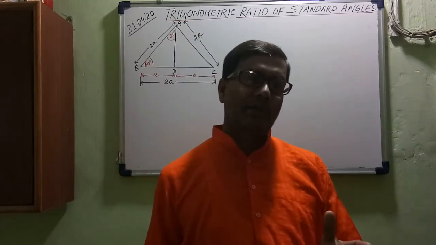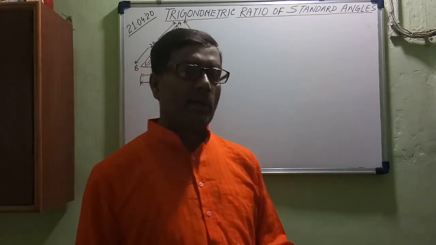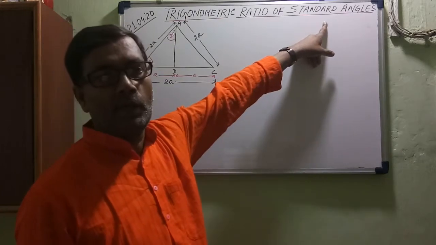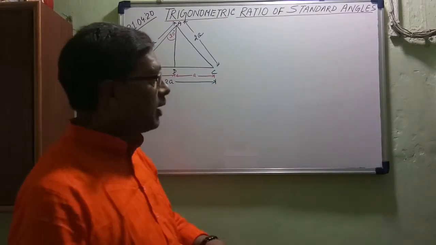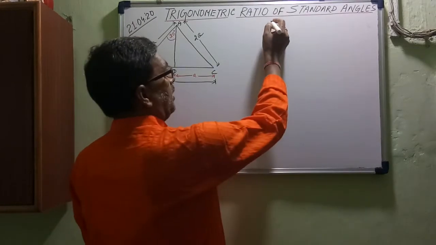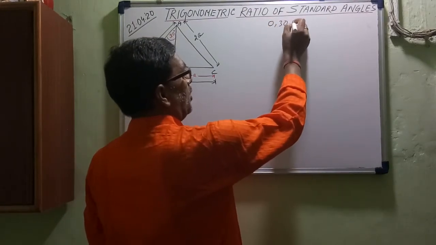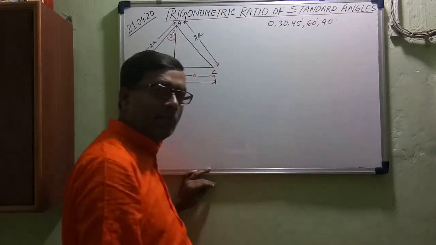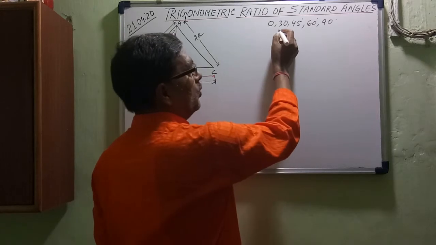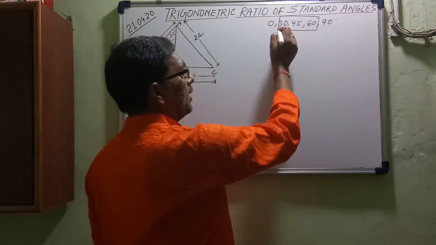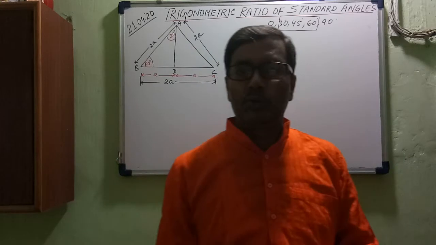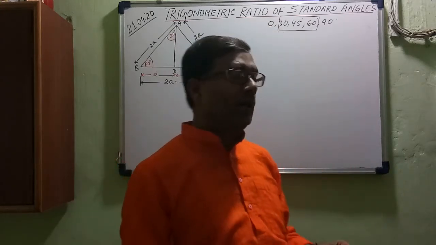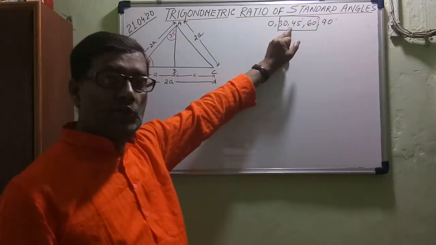In the second part of the trigonometry, I have discussed the standard angles, the trigonometric ratios of standard angles. By standard angles, I mean we discuss only 0 degree, 30 degree, 45 degree, 60 degree and 90 degree. More specifically, we will discuss how to find the ratios of these angles using geometry, geometrically.